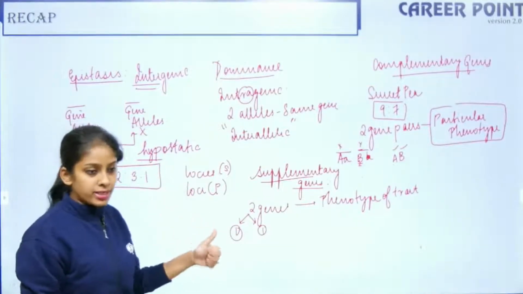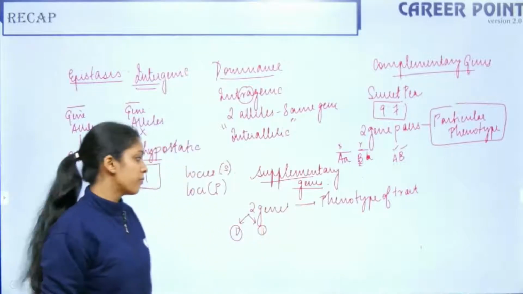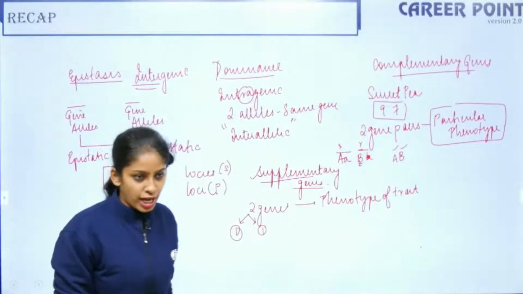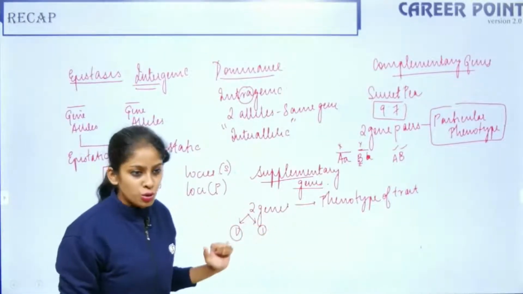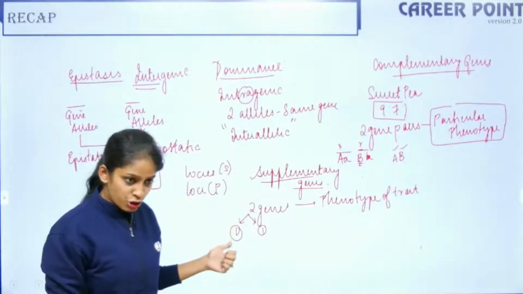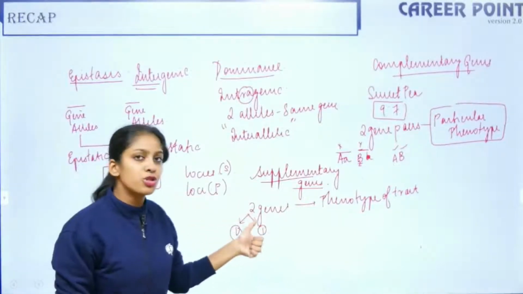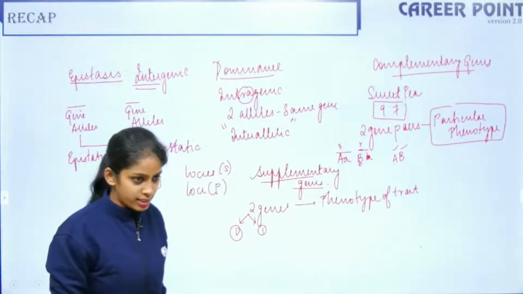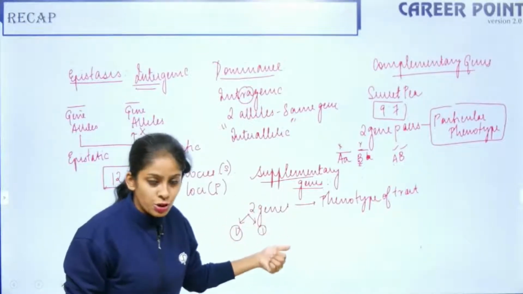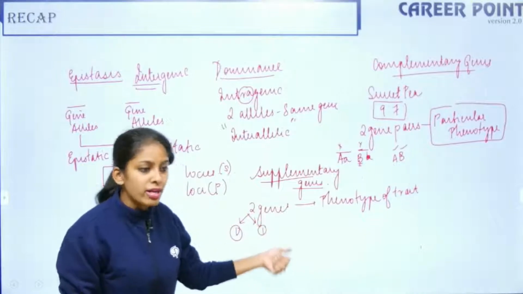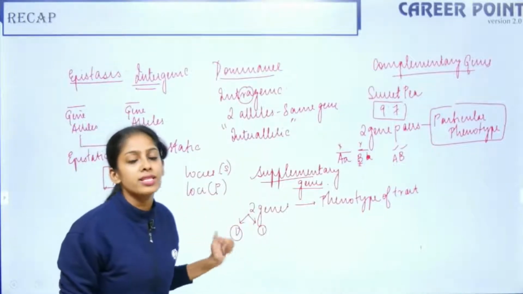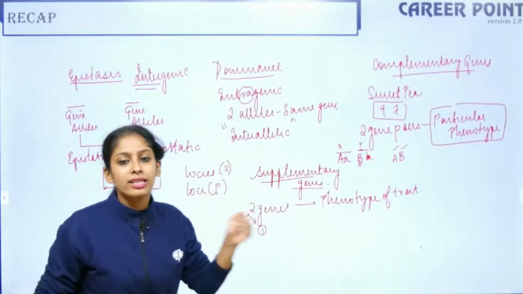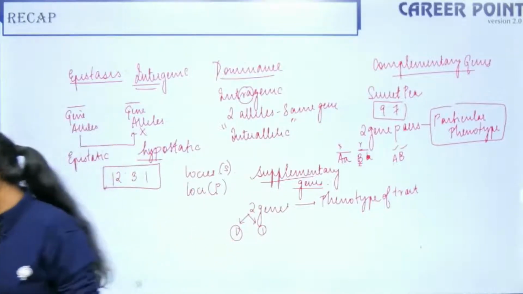So pay attention, I am repeating, supplementary genes. In supplementary genes I have two genes which control a particular phenotype. Out of these two genes, the dominant feature of one gene is present only if the dominant allele of the other gene is present, whereas for the other gene, its dominant allele is present even if the dominant allele of the other gene pair is absent. So this is supplementary. One needs both to be present, the other does not need the other's help. So this is supplementary gene interaction.